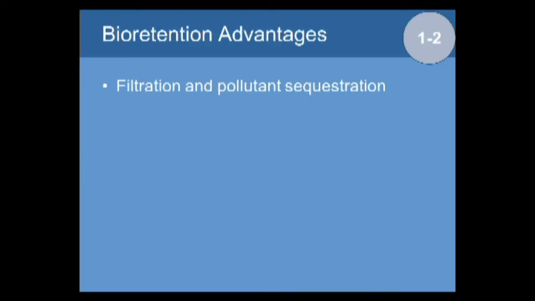The advantages of bioretention, you get filtration and pollutant sequestration. These are a very effective way of treating stormwater. It's why we've moved to bioretention, or one of the reasons we've moved to bioretention rather than vegetated filter strips or vegetated swales or any of the other landscape-based treatment that we used to have. The idea is you want to capture that runoff, you want to hold it, and then you want to filter it through a porous medium, and that's the way that you get the maximum amount of pollutants out.